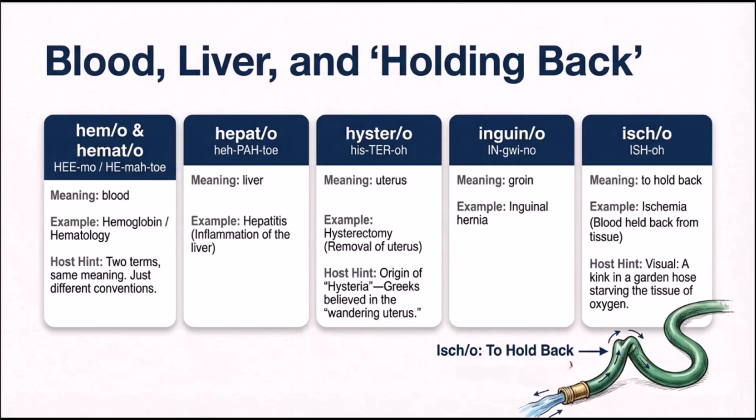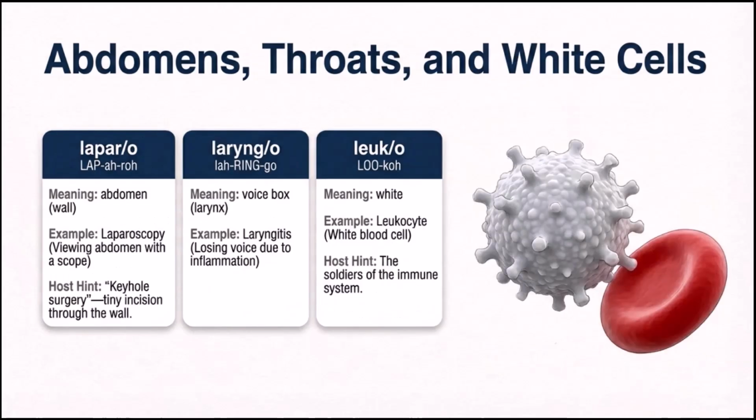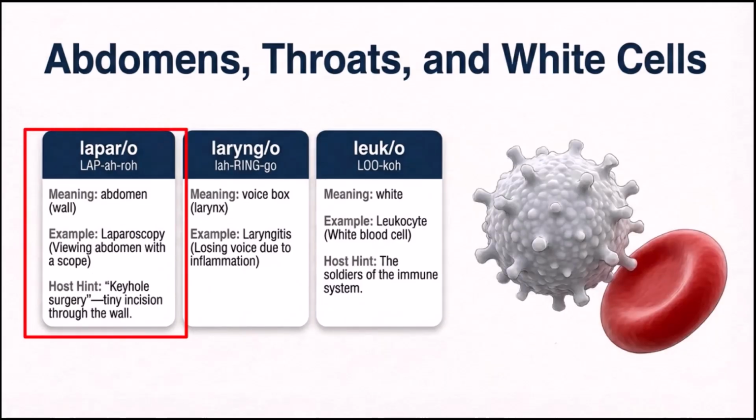Got it. And the last one for this section, laparo. Abdomen. Specifically the abdominal wall. And this gives us laparoscopy. Right. Keyhole surgery. Oh, yeah. Using a scope to view the abdomen through a tiny incision.